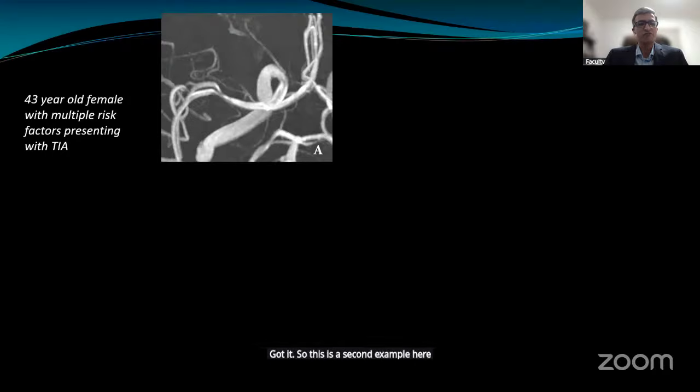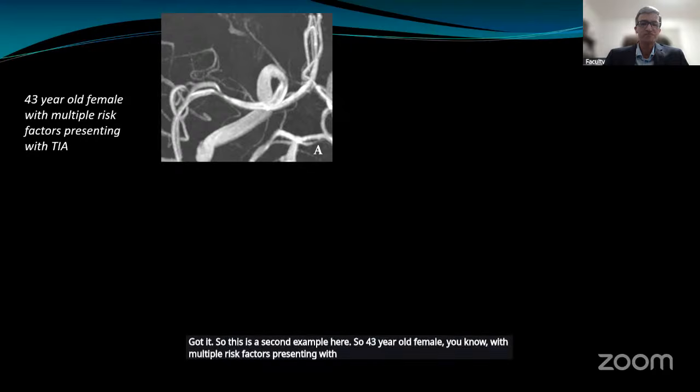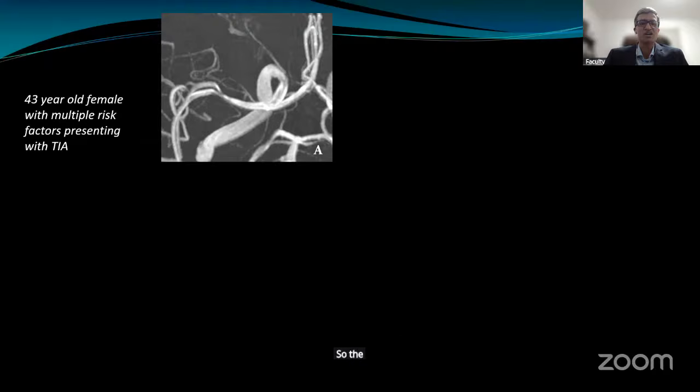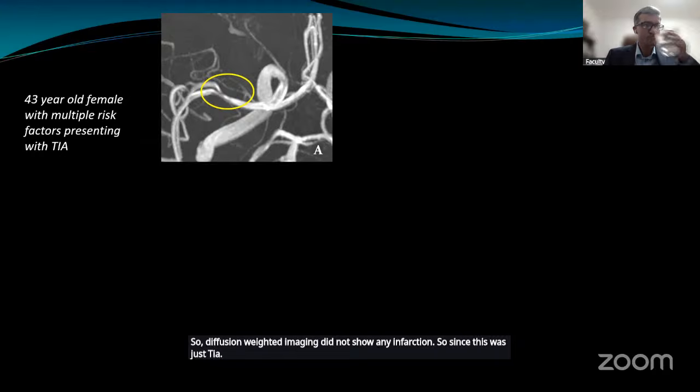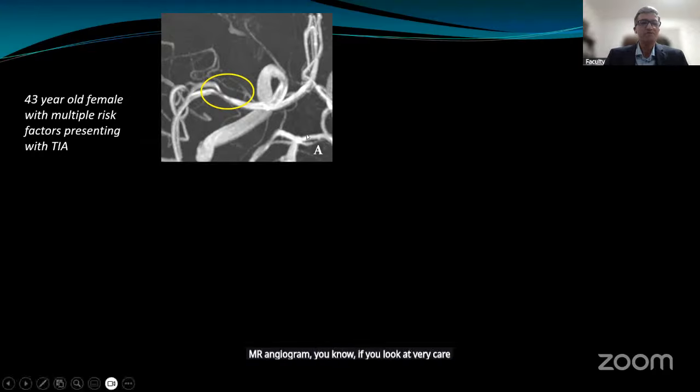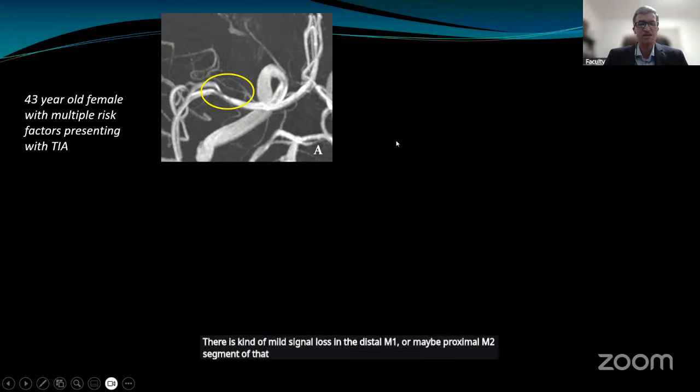So, a 43-year-old female with multiple risk factors presenting with a TIA. So the routine stroke workup was done. Diffusion weighted imaging did not show any infarction. So since this was just a TIA, on the MR angiogram, if you look very carefully, there is a mild signal loss in the distal M1 or maybe proximal M2 segment of that right MCA.